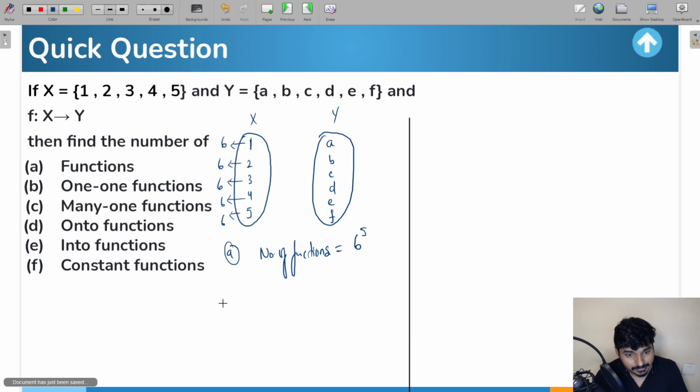Now question number B. How many one-one functions are you going to get in this case, guys? Very simple. To calculate the one-one functions, imagine like this.